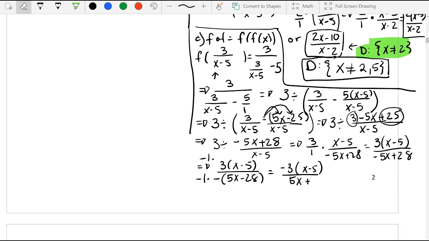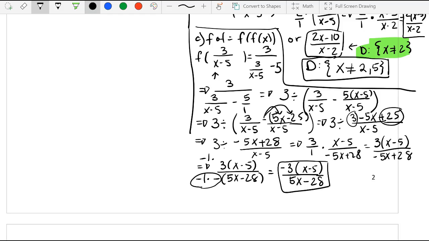So let me just change it to a minus. Actually, it is a positive, isn't it? Okay, so this is now 28. So I'm sorry, it's a minus, okay? Because these two negatives cancel each other out. Okay, so this is my final answer.